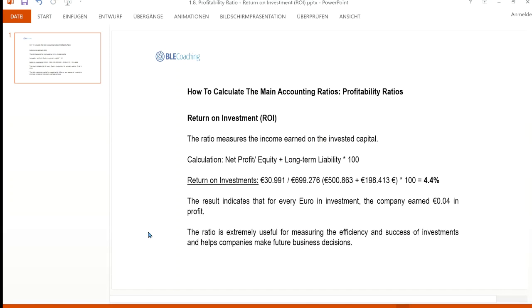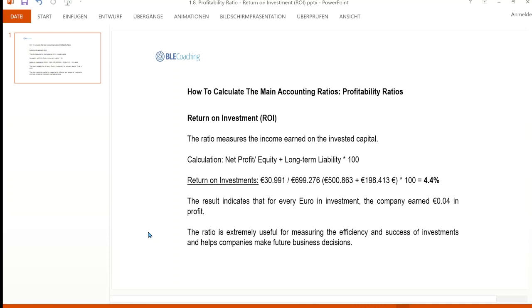This is another investment ratio, return on investment. The ratio measures the income earned on invested capital. To calculate it, you take net profit divided by the total of equity and long-term liability multiplied by 100.